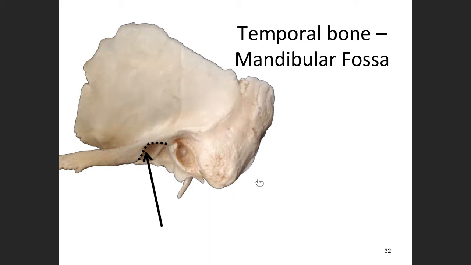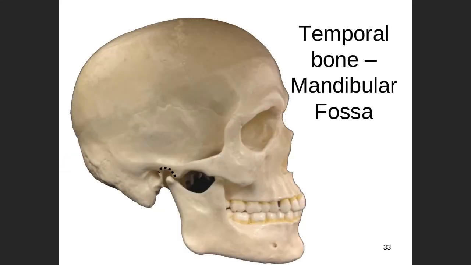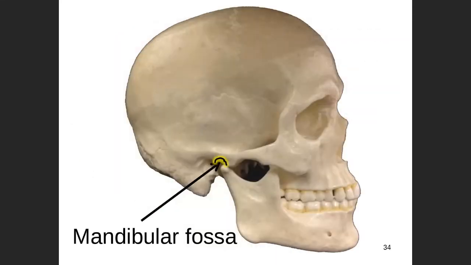So that is the temporomandibular joint, but that is what we're depicting here with this dashed line, and what the arrow is pointing to is the mandibular fossa. Now we can actually see the mandibular fossa with the mandible articulating with it. That's on our lateral view, and I'll show it to you on this other model here.